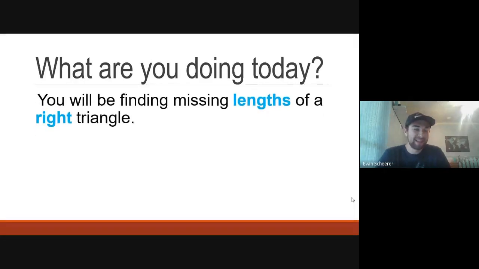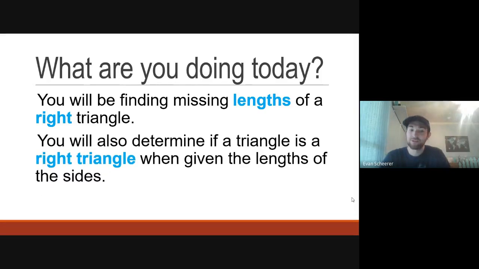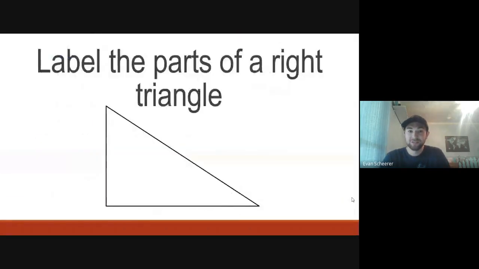So, what are we doing today? We'll be finding the missing lengths of a right triangle. The Pythagorean Theorem deals with a right triangle, which means a triangle with 90 degrees. You also determine if a triangle is a right triangle when given the side lengths. So first we need to label the parts of a right triangle.